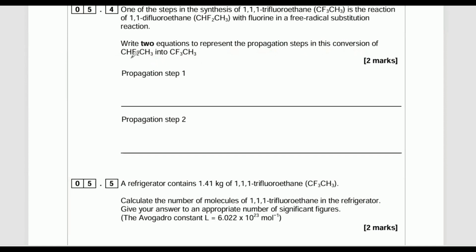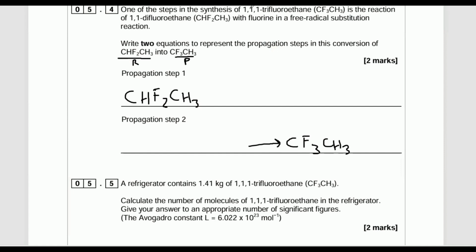So we're basically being told the first propagation step must contain this as a reactant. And in the second propagation step, we want this as the product. So I know that my propagation step starts here, because it says write two equations that show the conversion of that to that. So that must be the reactant in the first equation, and in the second equation I must be forming CF3CH3, right? Because it's saying that's going to get converted to that. So what can this react with?